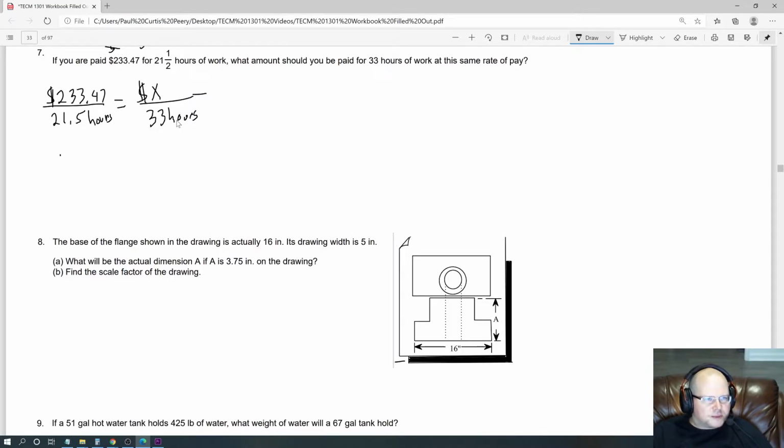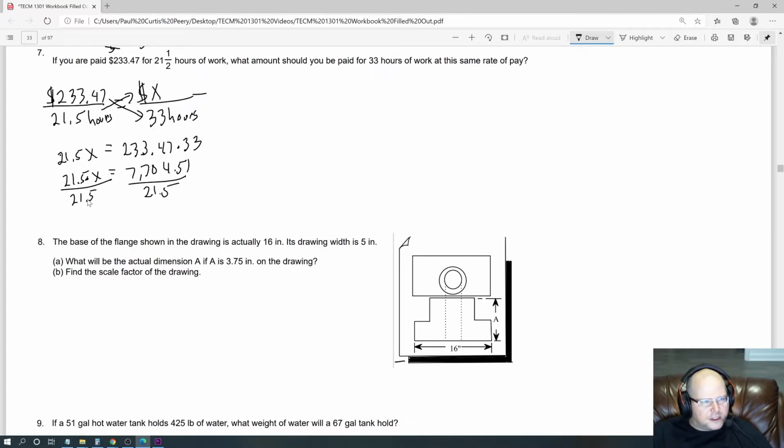And then you multiply. So you say 2.5 times x, cross multiply would give me 2.5x. And then we say 233.47 times 33. So that gives us 2.5x is equal to 7,704.51. Then we'll undo the multiplication of x by 2.5 by dividing by 2.5. Whatever we do to one side, we do to the other. Cancel, cancel. It gives me x is equal to 358.35 dollars.